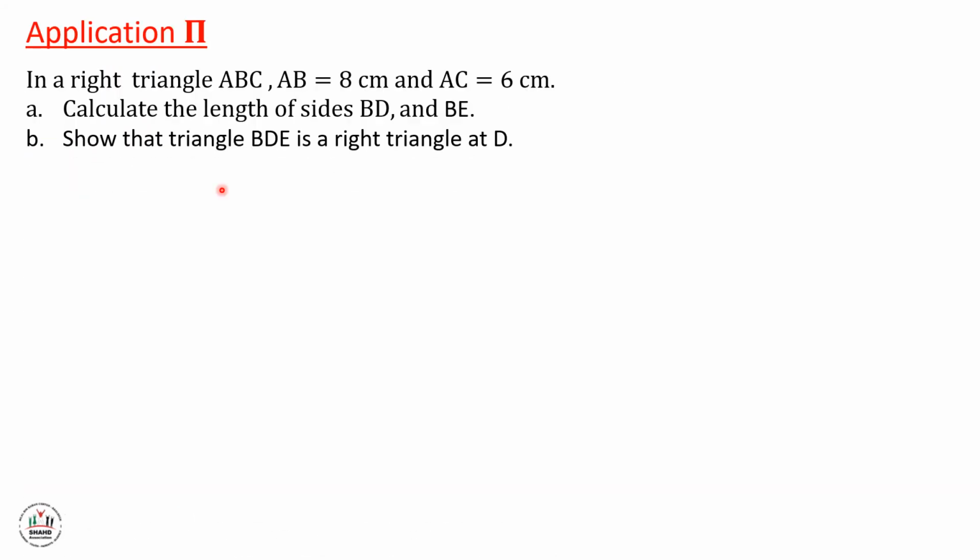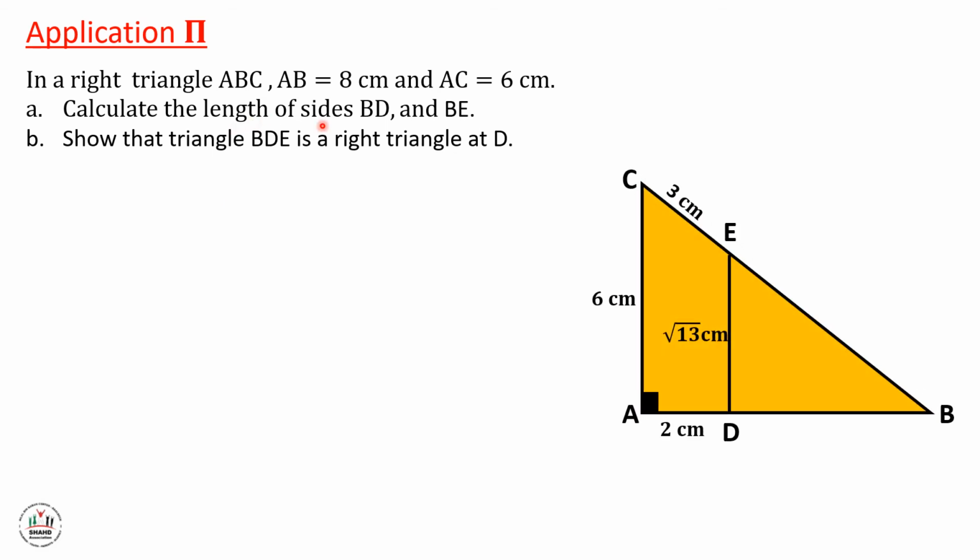Application 2. In a right triangle ABC, AB equal to 8 cm and AC equal to 6 cm. We want to calculate the length of sides BD, just BD, and BE. We know the length of AB, so we can subtract the length AB from the length of AD, and we will get in this case the length of BD. We will do the same to calculate the length BE.